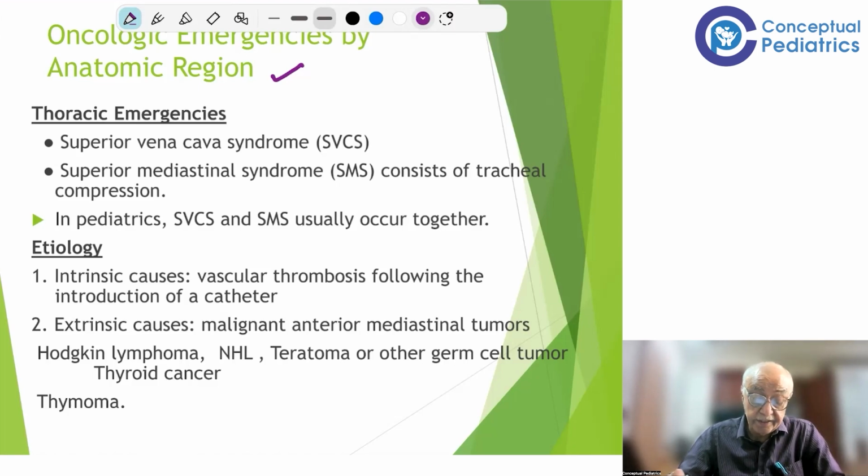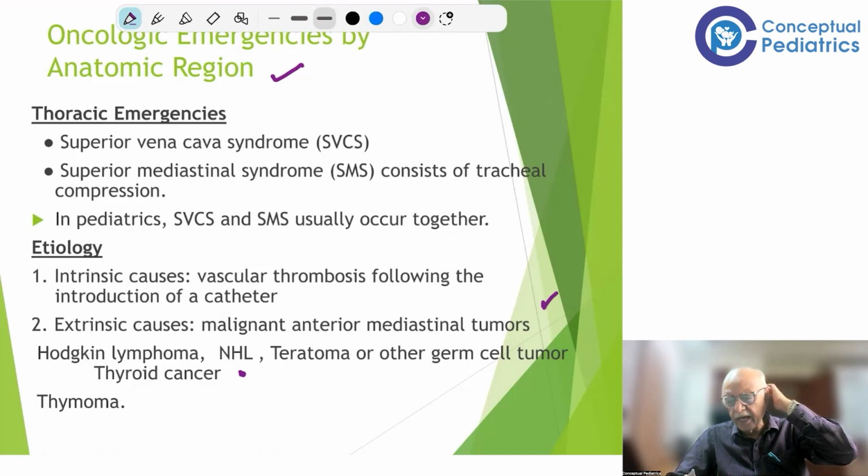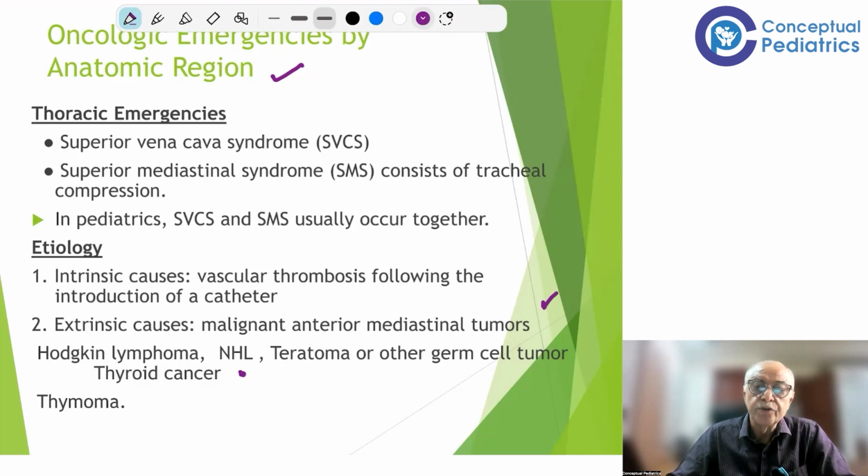In these cases, the intrinsic cause is vascular thrombosis following introduction of a catheter. Extrinsic causes are, as I said, malignant anterior mediastinal tumors. It could be Hodgkin's lymphoma in a younger child, it could be non-Hodgkin lymphoma, it could be even a germ cell tumor or a thyroid cancer, thymoma as well. More commonly, what I have seen over my career is that non-Hodgkin lymphoma, Hodgkin lymphoma, and even germ cell tumors can present to us with the superior vena cava compression syndrome. So basically, this is how I have told you how the child will clinically present.